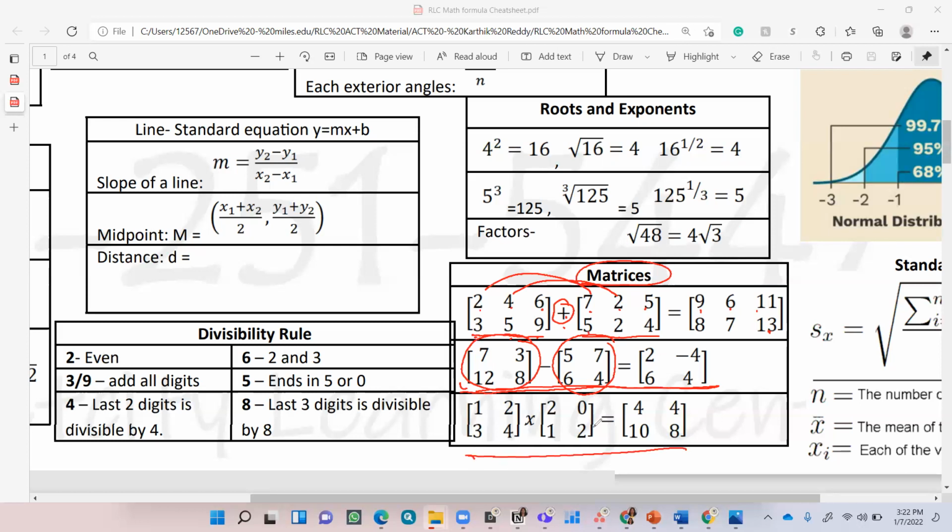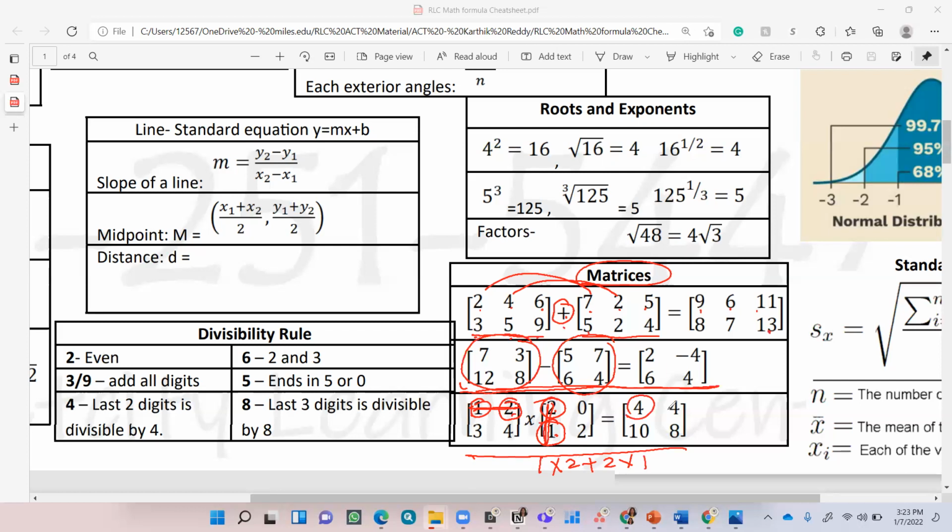Coming to the multiplication, it's a little tricky. The horizontal number of elements should match your vertical number of elements. So if you have 2 here, you need to have 2 here. Then you multiply the first one with the first one plus the second one with the second one. That's 1 times 2 plus 2 times 1. So that's how you get a 4.